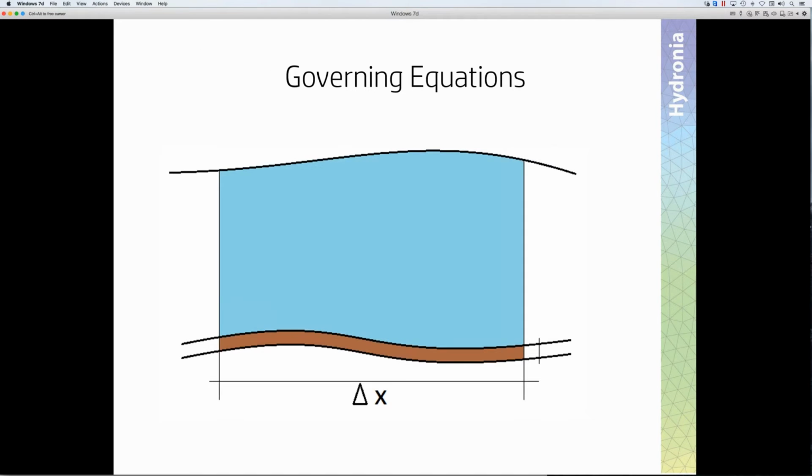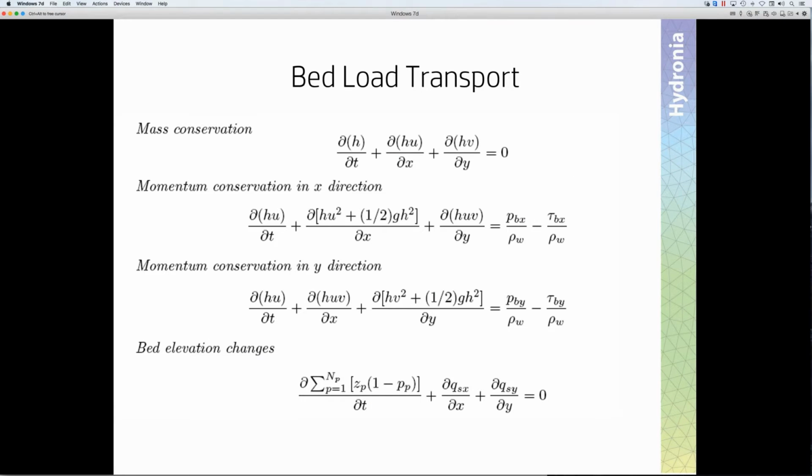The governing equations are obtained basically using a balance of the inflow and outflow sediment transport in a control volume. For the bed load, we have the hydrodynamic mass conservation and momentum conservation, and also the bed elevation change in the bottom. You see the equation that's called the Exner equation that computes how the bed changes for each fraction based on the fluxes of sediment in two directions.